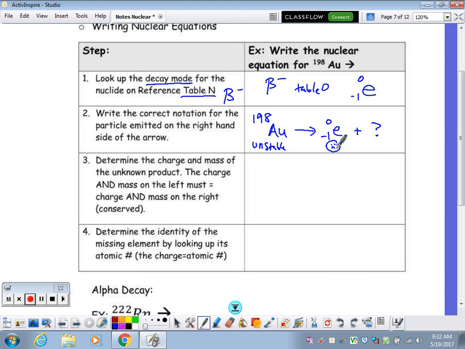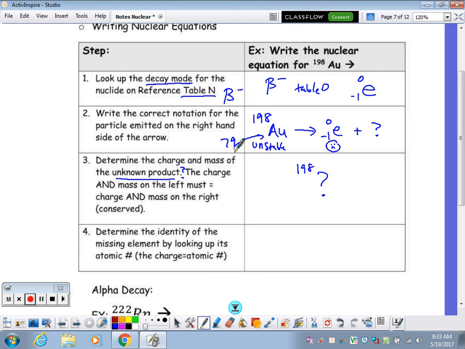beta particle. So you need to remember to determine the charge and mass of the unknown product. That's where above I put the question mark. The charge and mass on the left must equal the charge and mass on the right. If I take a look, my total mass on the left is 198. The beta particle takes 0 with it, so my question mark must have all of the mass with it, 198. Now, what I need to know is what is Au's atomic number. So I go to my periodic table and I find that's a 79.